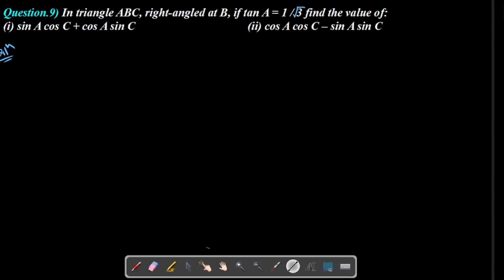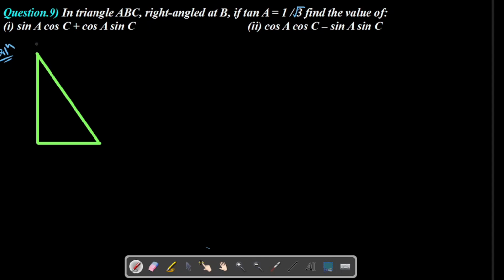Let me draw a triangle in green color. First of all, we draw a right angle triangle, which is right angled at point B. Here is a right angle triangle, right? Okay, just name the points here.